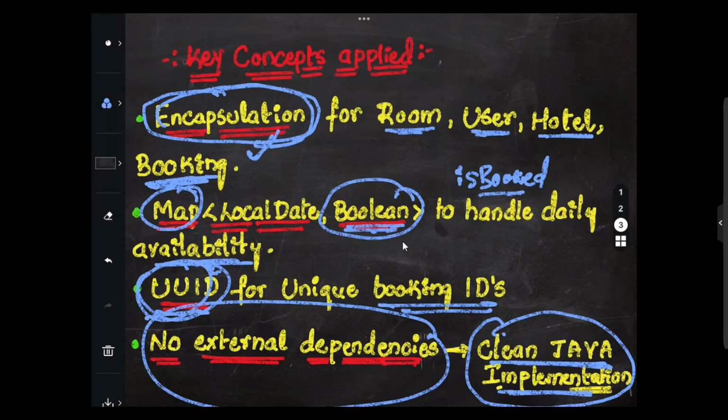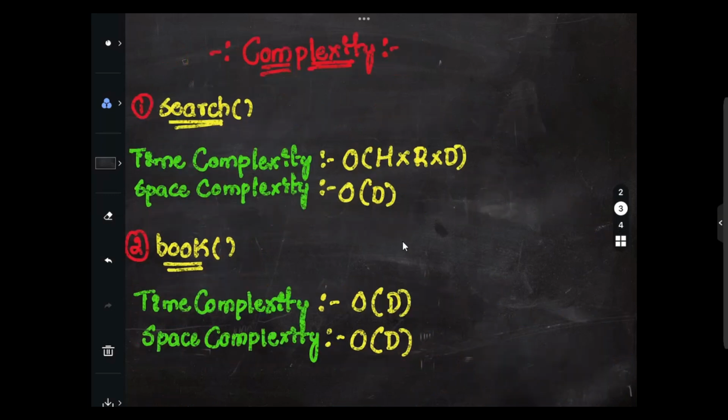Now let's discuss the complexities for the code that we have written. Let's go through the code and discuss the time complexity and the space complexity for the important methods that we used. Basically, the first one is search. The user should be able to search the rooms, and then he should be able to book, right? So for the search, the time complexity is O(H * R * D), and the space complexity is O(D) here.